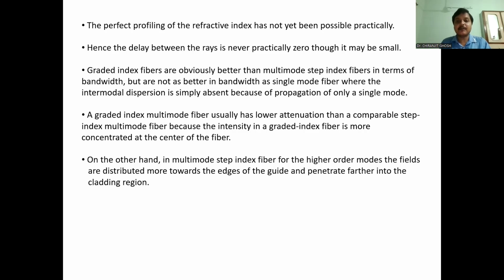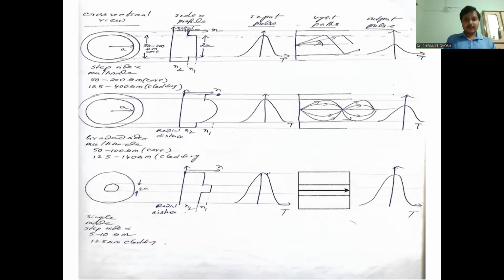On the other hand, in a multimode step index fiber, all the rays are touching the cladding boundary. So there is a great loss of intensity. Okay, so these are the main two advantages for which you are using the graded index multimode fiber. So this is a brief comparison of this thing.